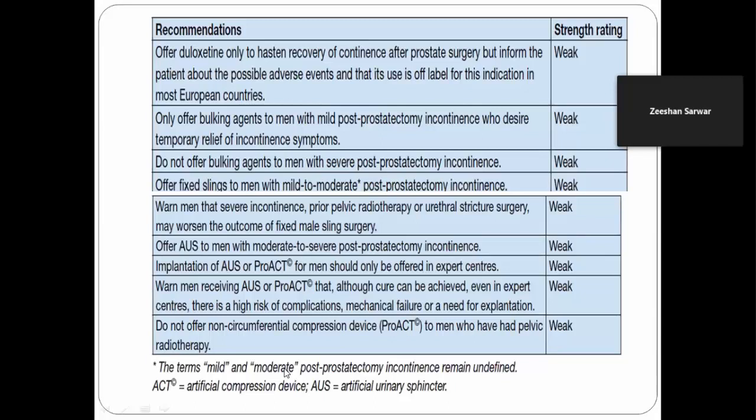When men receive an artificial sphincter or compression device, warn them that although cure can be achieved, even in an expert center there is a risk of complications, which include mechanical failure and need for explantation. Do not offer non-circumferential compression devices to men who have had pelvic radiotherapy.